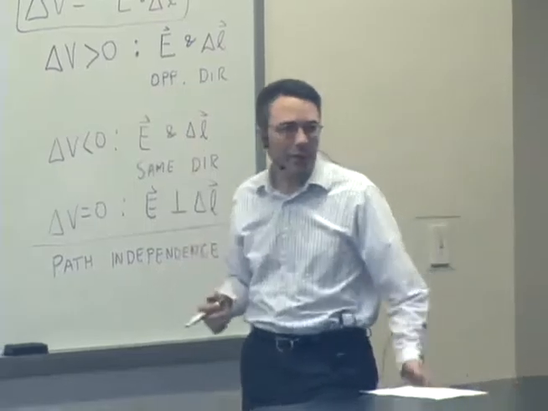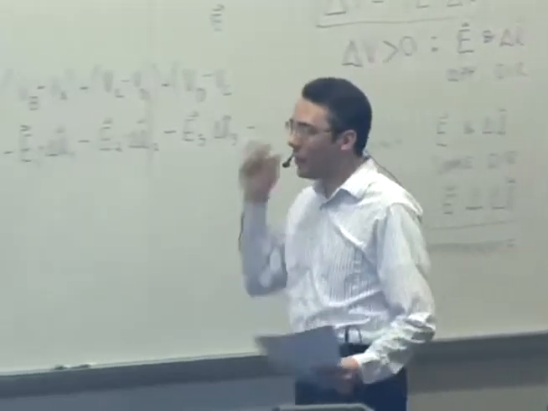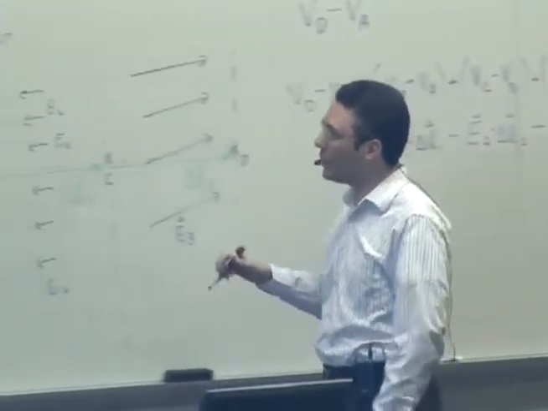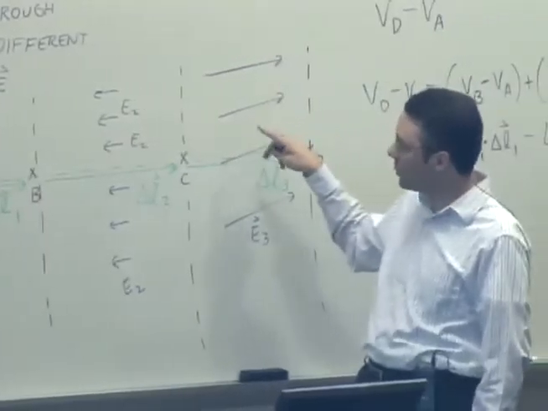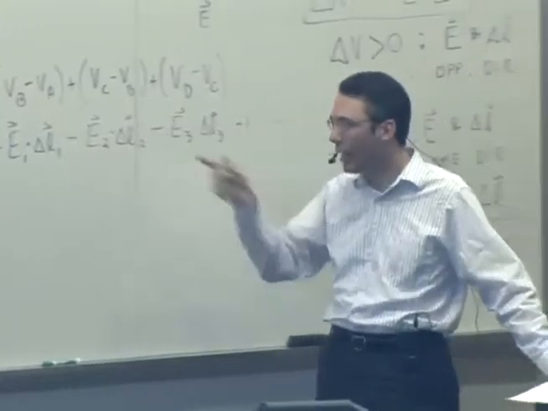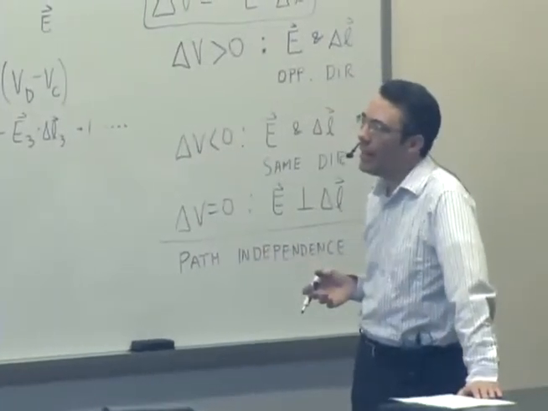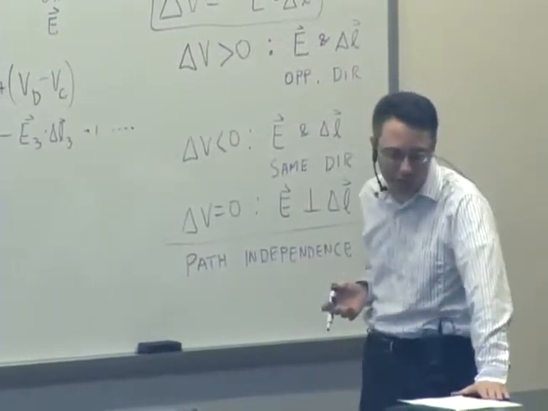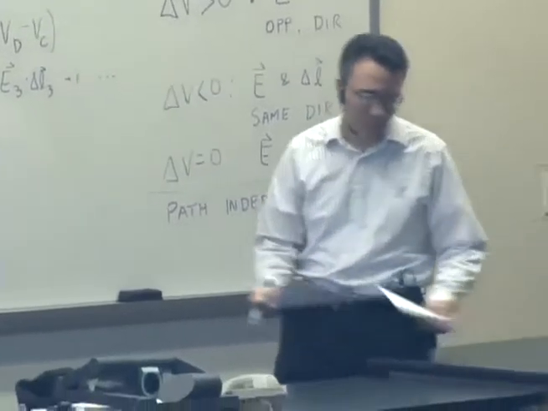So it seems pretty obvious, but people often make mistakes. They sometimes want to average the fields out somehow across the entire path. Don't do that. Just break it up into steps and calculate the potential difference across each step. So let's try an example.